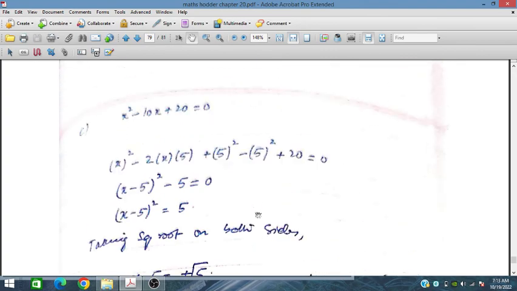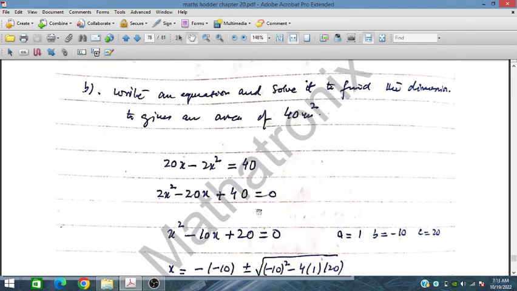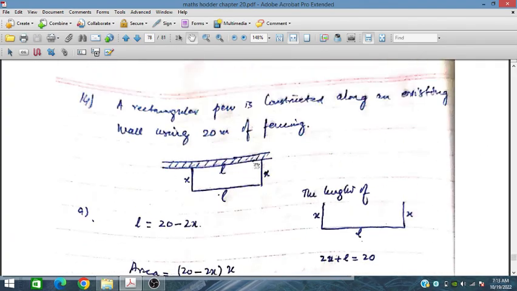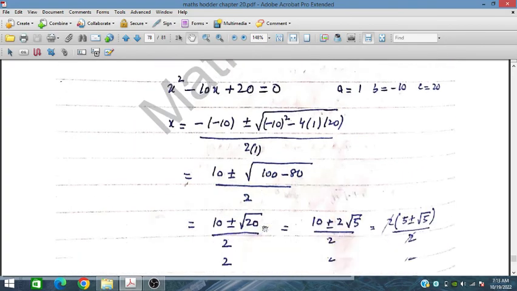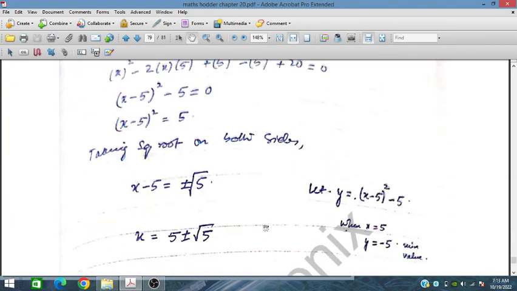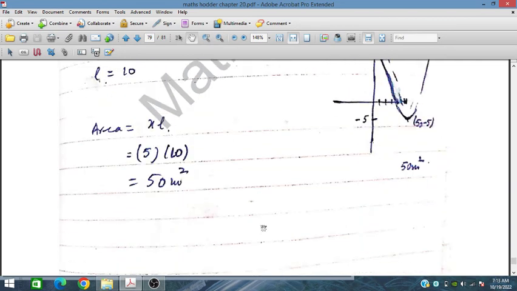So this area, by covering this with 5 into 10, we get this 50 meters square. This is the best possible solution by using 20 meter fencing. So this we will use x 2 times and L 1 time.